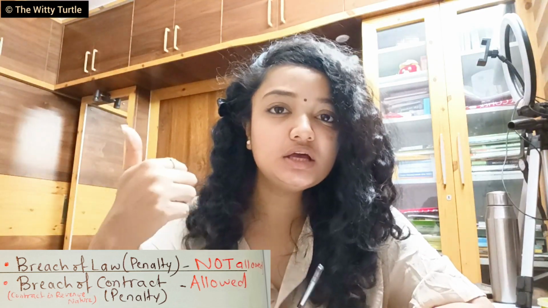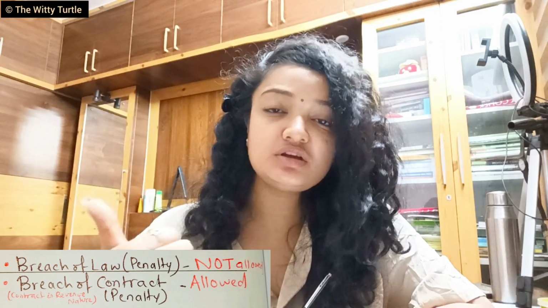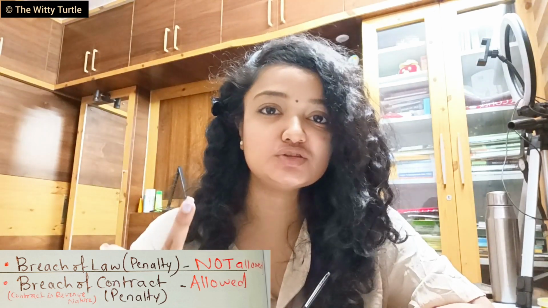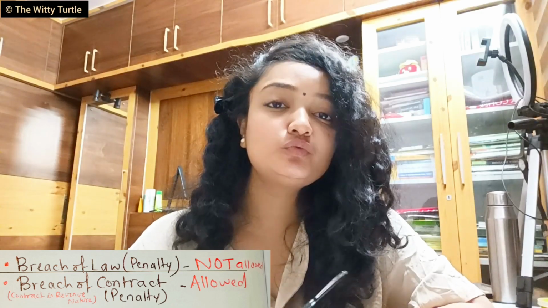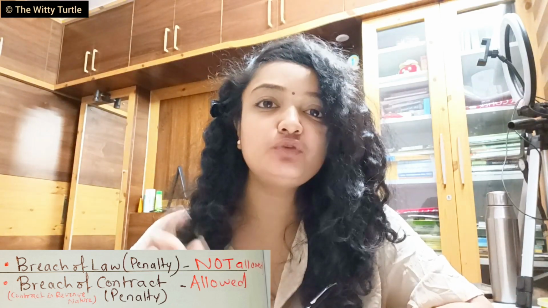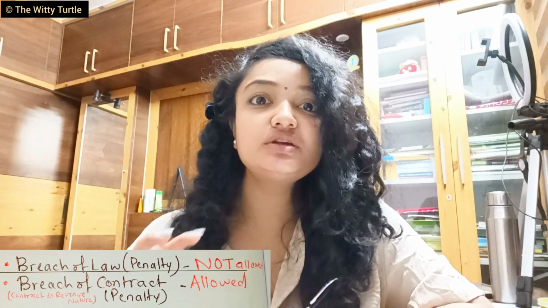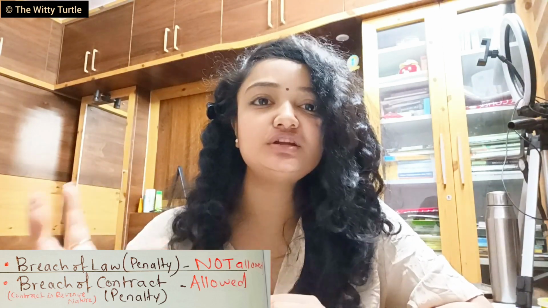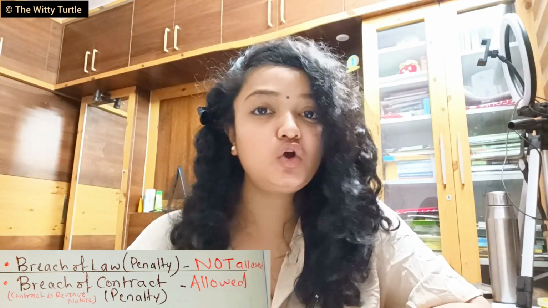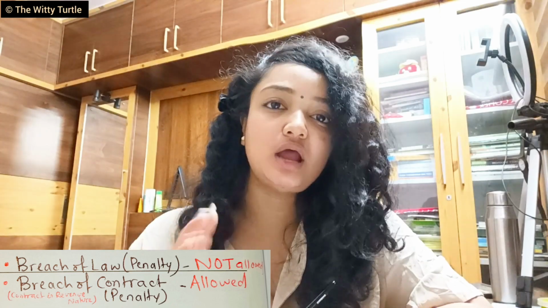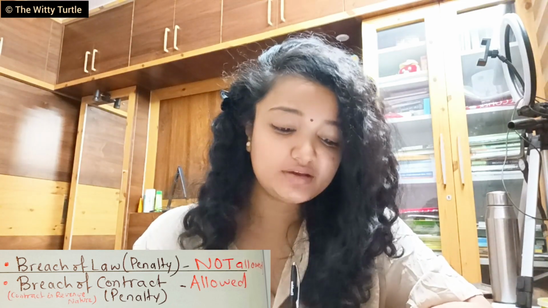So what are the two things we studied today? The first is that interest is always compensatory in nature and penalty is always punishable in nature. Where you have to pay a penalty for breach of law, it is not allowed, because we should not be ignorant of the law. But if you breach a contract of revenue nature, it is allowed as a deduction under section 37.